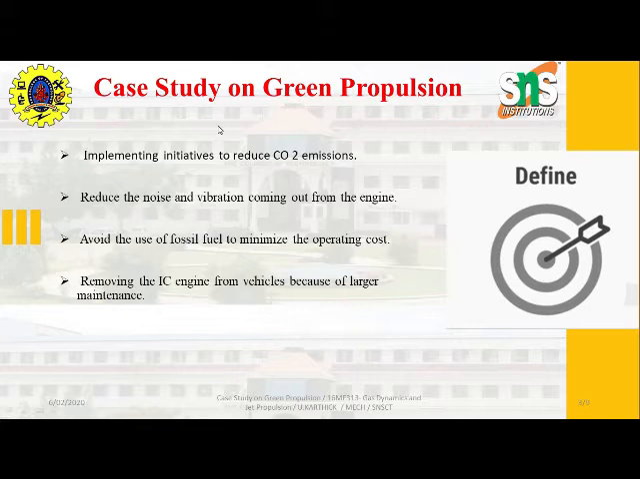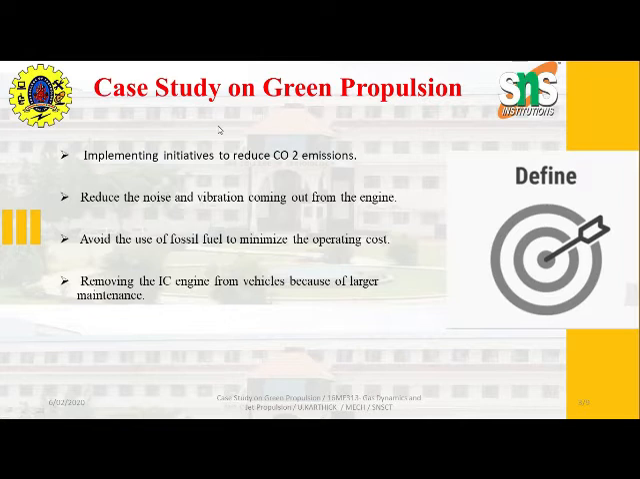We know that nowadays fuel prices keep on increasing. The price of petrol is around 78 to 80 rupees now. And we want to remove the IC engine from the vehicle because of the large maintenance. With a four-wheeler, every 6 months we need to spend around 10 to 12,000 for proper maintenance. That is a burden to the customers. So we need to minimize the maintenance cost of the vehicle. These are the points in the define part.